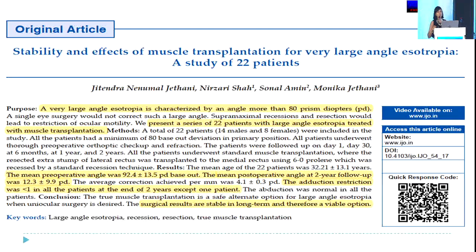Now this was a paper that was published by Dr. Jethani and his team, and they have achieved a good correction of around 90 prisms and stable results at 2 years follow-up in cases of large angle esotropias.